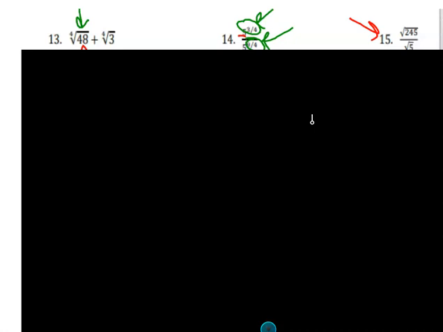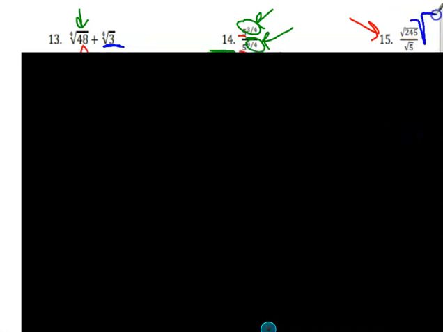Okay, number 13. Can you simplify the 4th root of 48 and see if you can combine like terms with the second one? Number 14. You need to look at the exponents and see how you would subtract them. And then number 15. Can you put this under the same radical and then simplify?